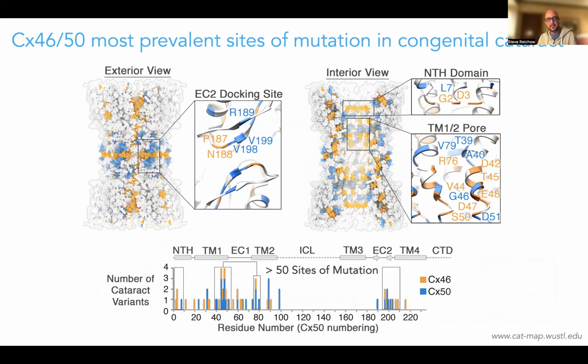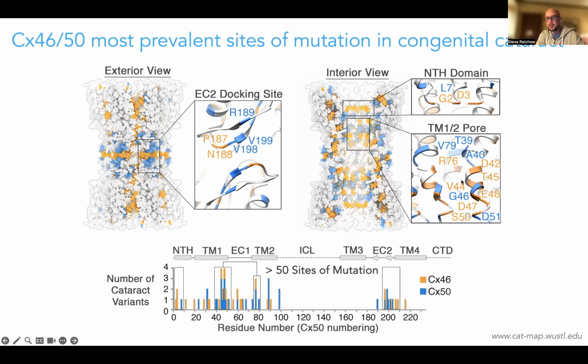And if you map these mutation sites to the structure of our protein, you can identify certain hotspots of most common mutations. And so some of the effects of these mutations are readily explainable. So for example, mutating these extracellular loops can lead to the loss of junction formation and the uncoupling of these channels.